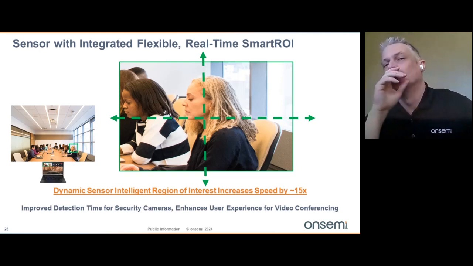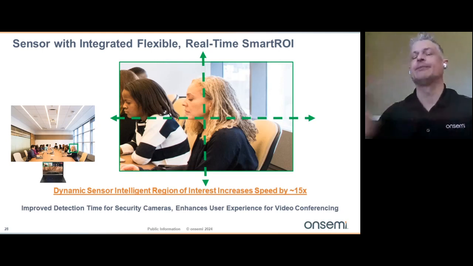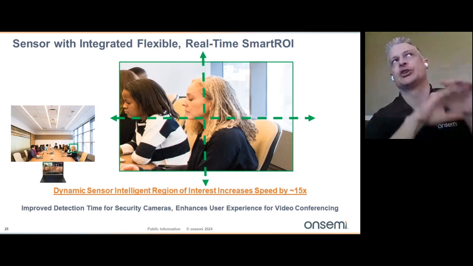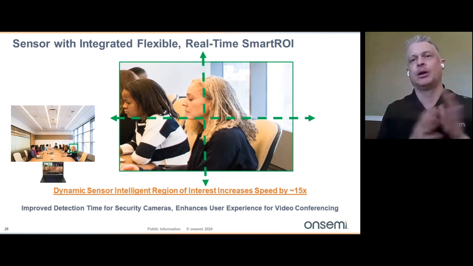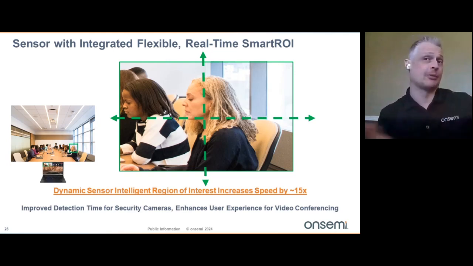Okay, so the way that's done is, traditionally, you take that full image and transmit it to the processor every single frame. That processor is probably storing that image in some sort of memory, and it's now going to scale and crop maybe a couple of different images or maybe even more.